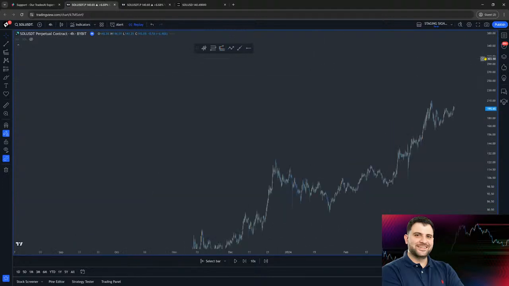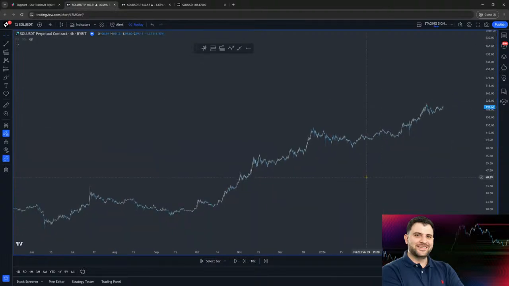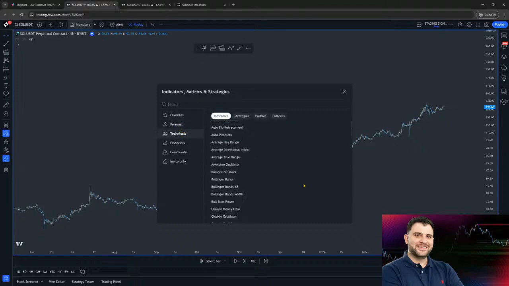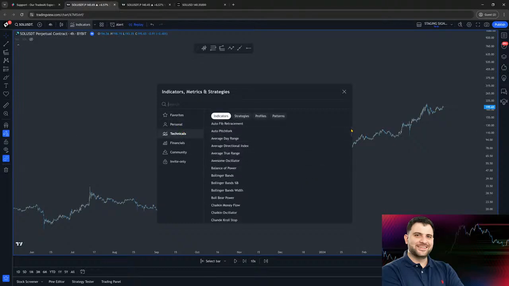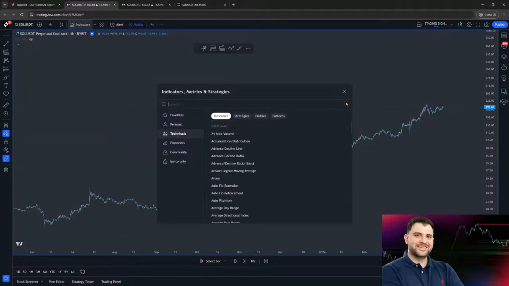And I'll go over moving averages quickly now, and then we'll pause for a few quick questions if anyone has any, and then we'll switch to TradesAI. Okay, so you click on indicators, and you search for indicators. TradingView has a lot of different free and premium indicators that you can install. TradesAI is one of them. TradesAI Elite is one of the indicators, but there are a lot of indicators in here.